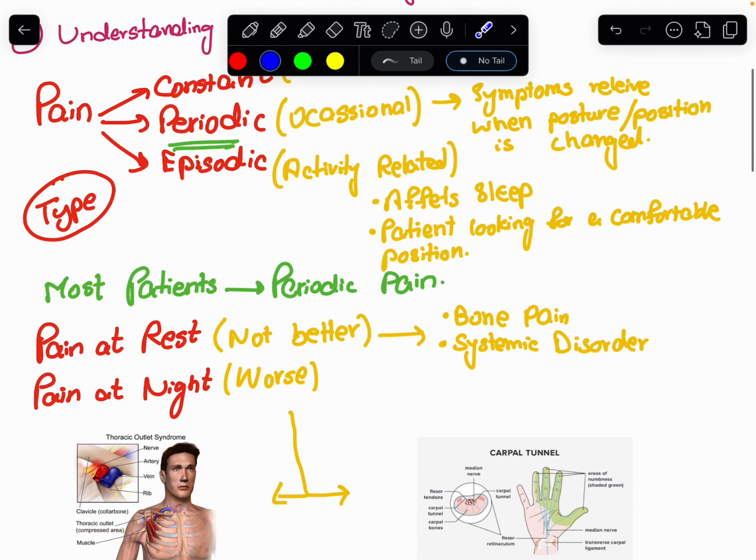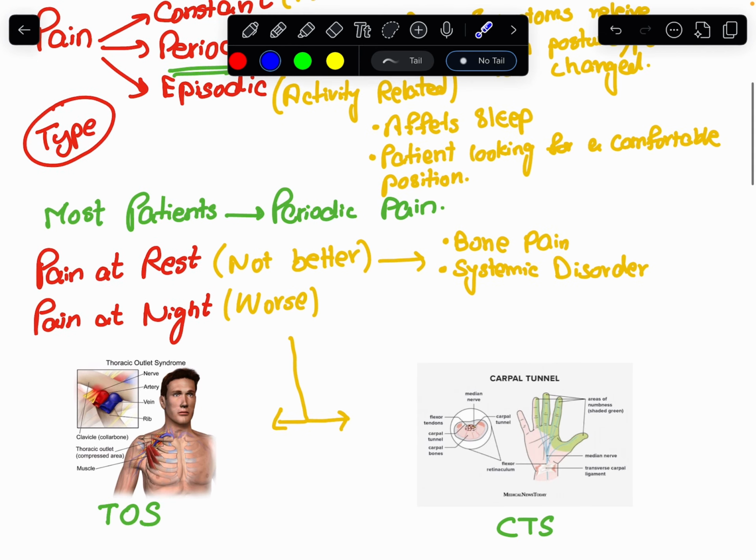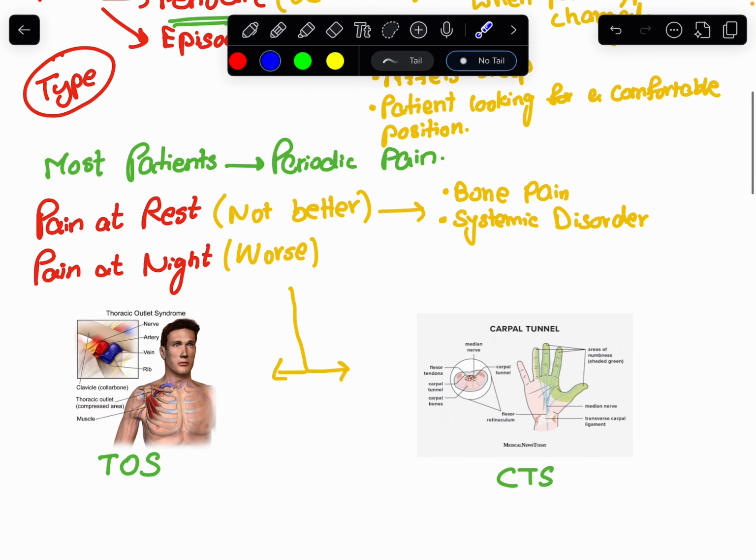Okay, next, you have to see if the pain is at night or at day, and you have to make assumptions further based on that. So pain at night is worse. What does that tell us? That tells us further things. If there is pain at night and the patient says that the pain is at the wrist or the shoulder joint, then you can say that it could be carpal tunnel syndrome or it could be thoracic outlet syndrome.